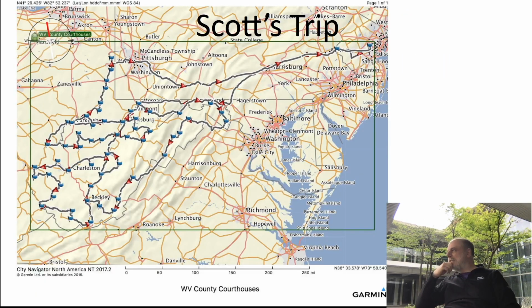So what is optimization theory? This is a map that my friend Scott made of a motorcycle trip he took a couple of years ago. He started from his hometown in New Jersey and drove through the state of West Virginia. The state of West Virginia consists of 55 counties. Each county has a county seat, and in each county seat there is a county courthouse. His goal was to travel the state of West Virginia and take a picture of his motorcycle in front of every single one of the West Virginia state courthouses.